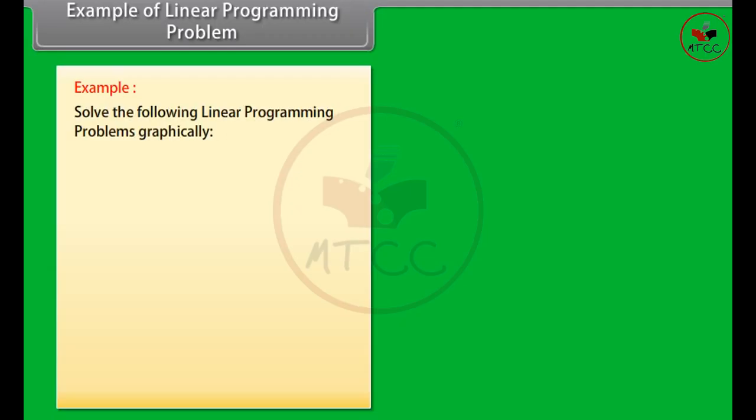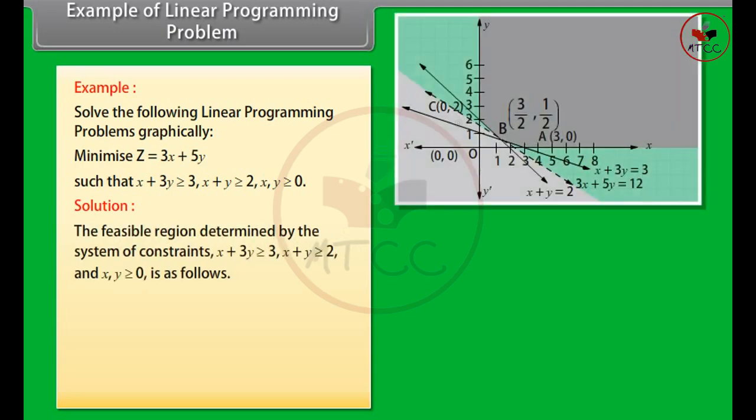Example. Solve the following linear programming problem graphically. Minimize z = 3x + 5y such that x + 3y is greater than or equal to 3, x + y is greater than or equal to 2, x, y is greater than or equal to 0. Solution. The feasible region determined by the system of constraints x + 3y is greater than or equal to 3, x + y is greater than or equal to 2, and x, y is greater than or equal to 0 is as follows.